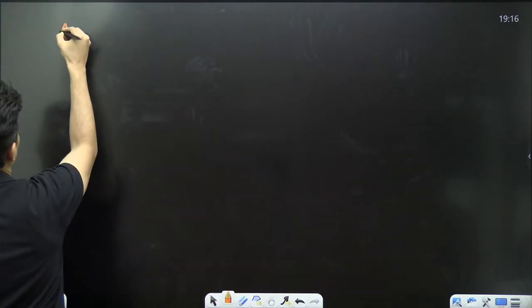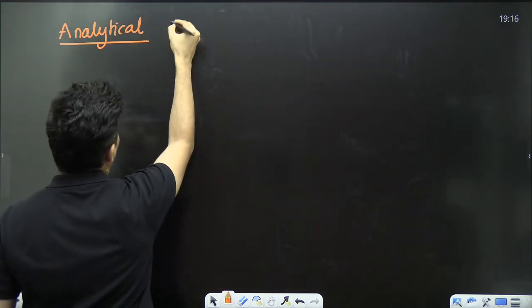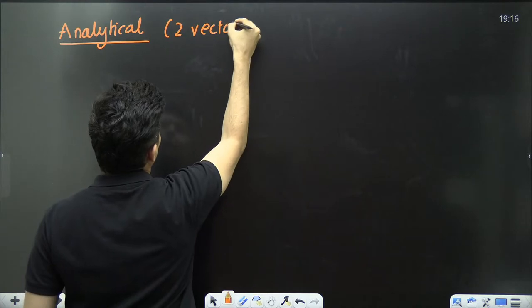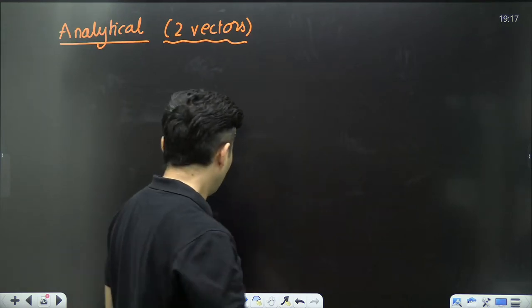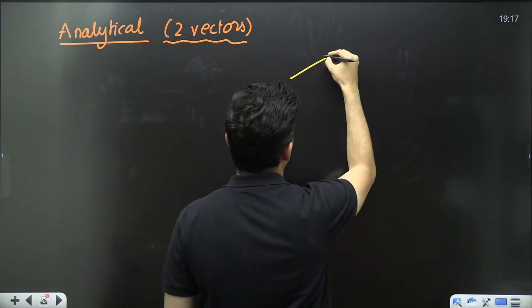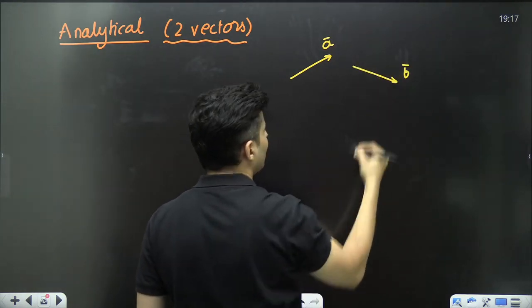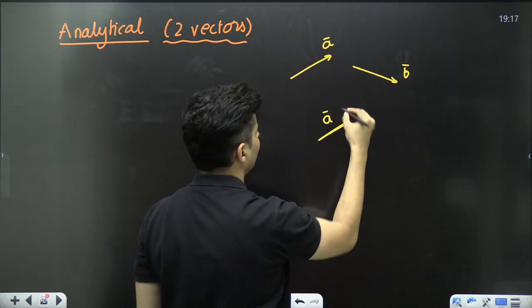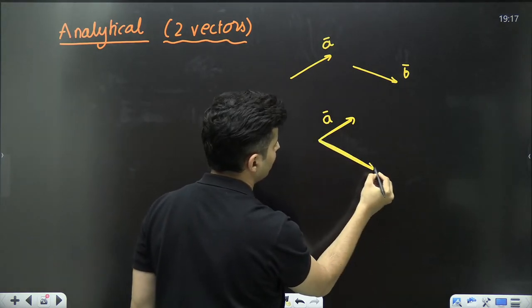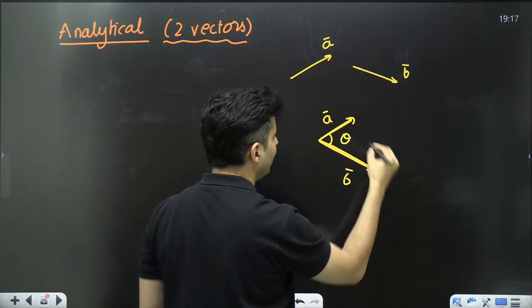All right. What is the analytical way to add two particular vectors? That means the formula method. It goes like this. If I have vector A and vector B, and let's say I join them together like this, maybe using the parallelogram law this way, and I know that the angle between them is theta, then I can find the resultant very easily.